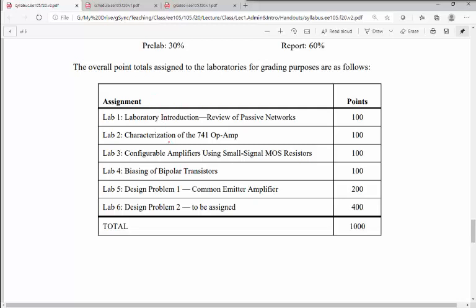These first labs are to get you to know your equipment better. And then these last few labs are actually design projects. So you can see the point totals for them are much stronger there.